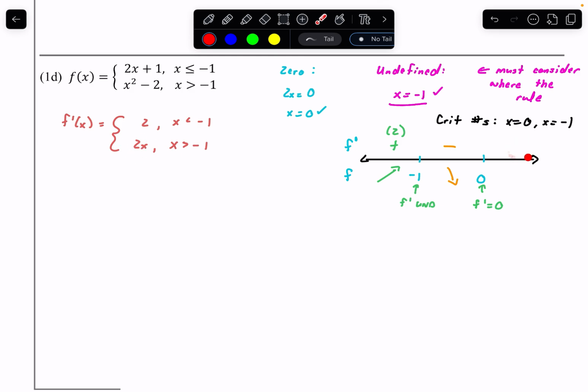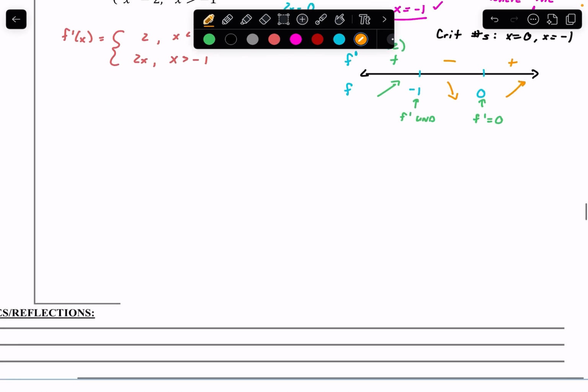And then I plug in a positive value: 1, 2, 7, 100, as long as it's to the right of 0. Plug that in here as well, because those are the numbers that are greater than -1. And now I'm going positive here. So there's my f is increasing, then decreasing, then increasing. So let me make my statements.